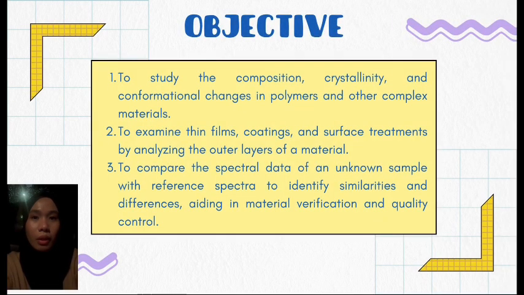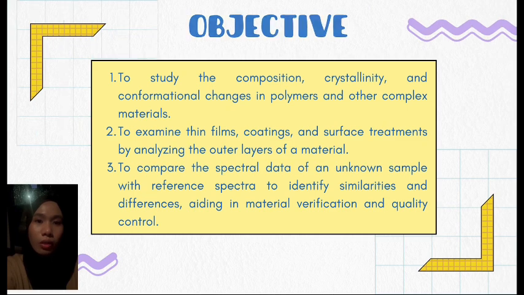For objective, number 1, to study the composition, crystallinity, and conformational changes in polymers and other complex materials. Number 2, to examine thin film coatings and surface treatments by analyzing the outer layer of a material. Number 3, to compare the spectral data of an unknown sample with reference spectra to identify similarities and differences, aiding in material verification and quality control.